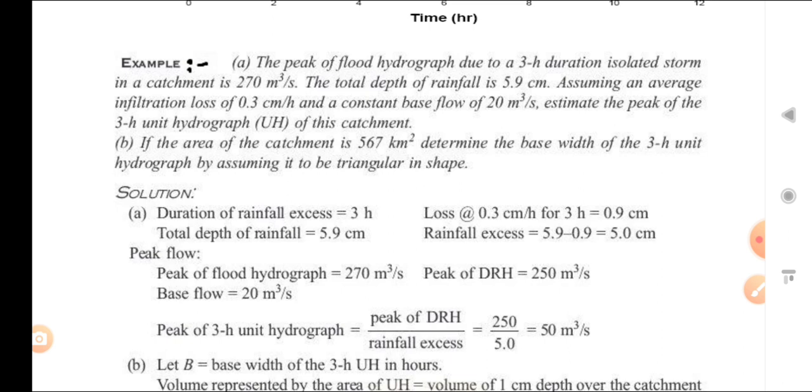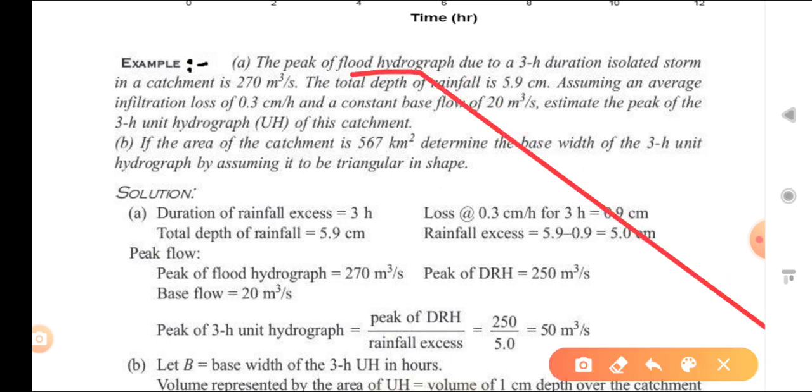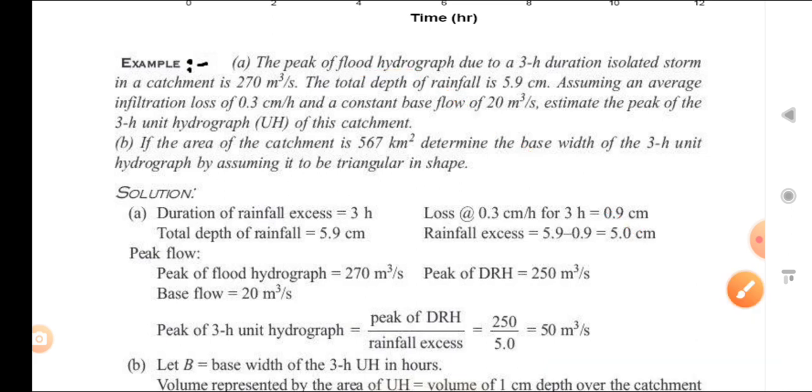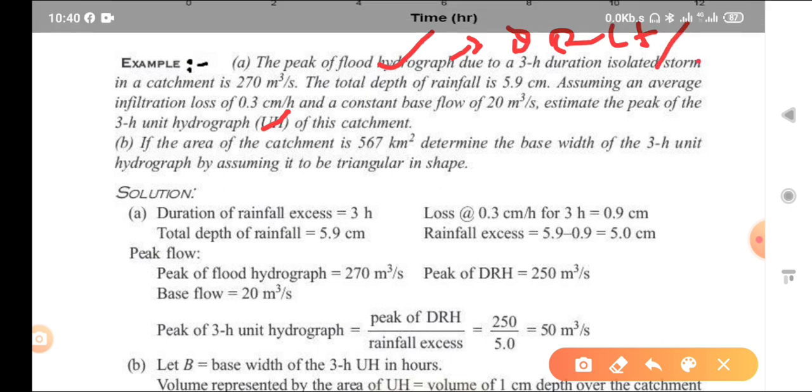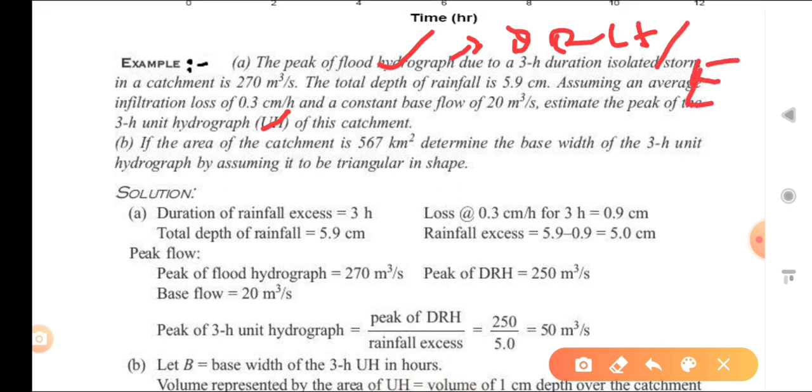Now you can see they have given the flood hydrograph, and they are asking for the unit hydrograph. So what do we have to do? First of all, we have to convert the flood to DRH, and then DRH to unit hydrograph. So we have to divide it by the effective rainfall excess.